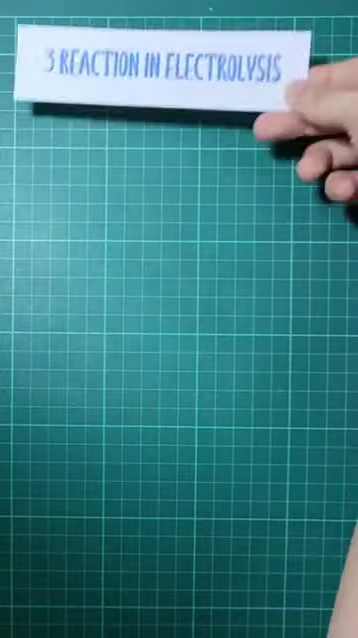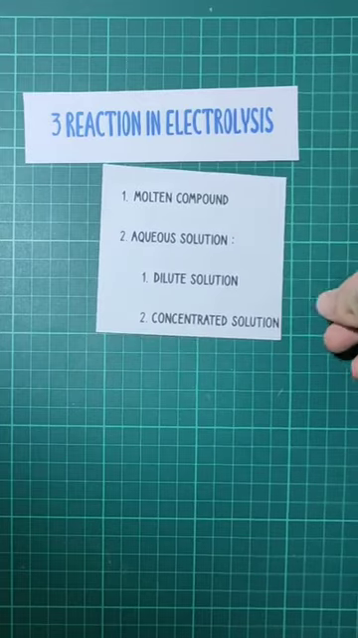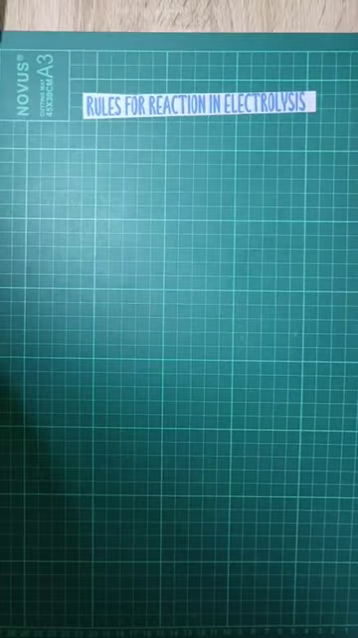Okay guys, now I'm going to show you how to understand electrolysis. There are three reactions in electrolysis: molten compound, dilute solution, and concentrated solution. The rules of reaction in electrolysis.